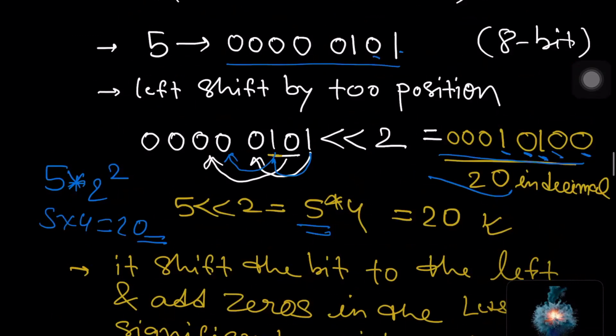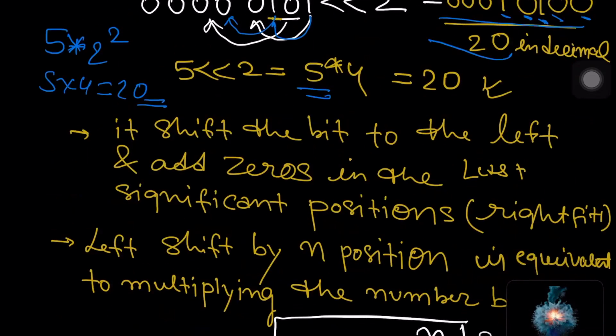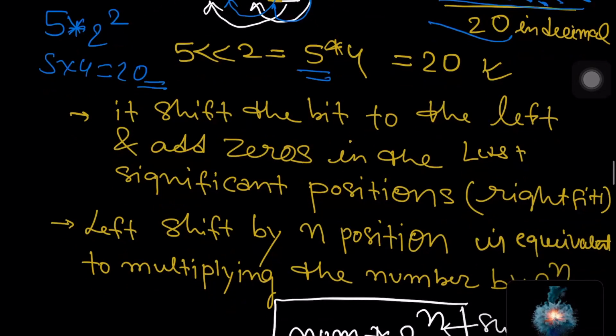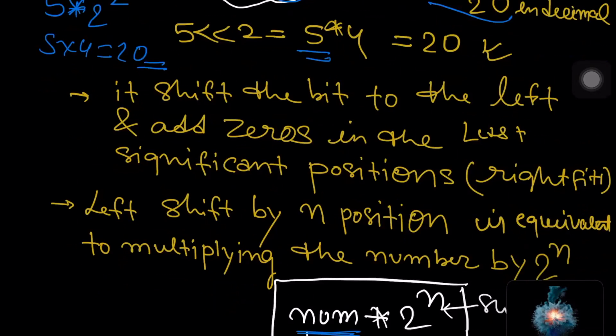Now we have some certain points to remember. It shifts the bits to the left and adds 0 in the least significant positions, the right side. The left shift by n positions is equivalent to multiplying the number by 2 to the power of n.